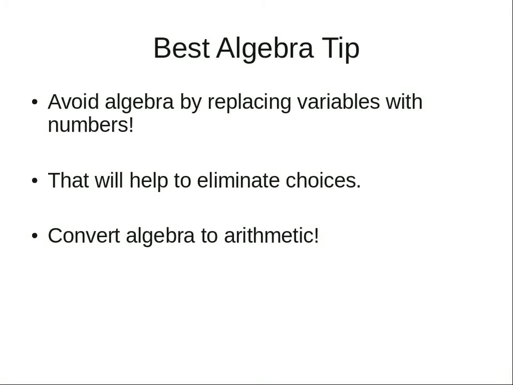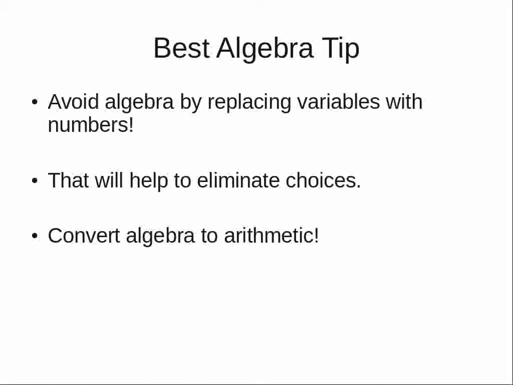Now I'd like to present my best algebra technique, best algebra tip. Okay, this is good stuff, so you'll want to pay attention. I'm going to show you how to avoid algebra by replacing variables with numbers. We're going to do this in order to eliminate choices. So in other words, we are converting algebra to arithmetic.